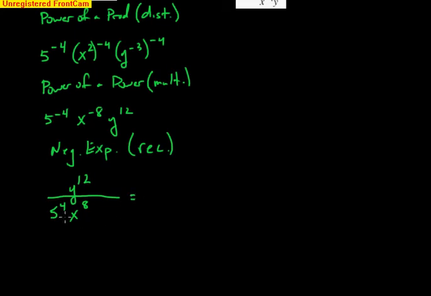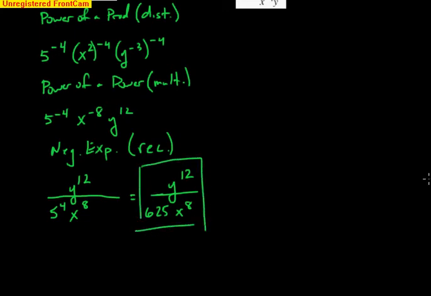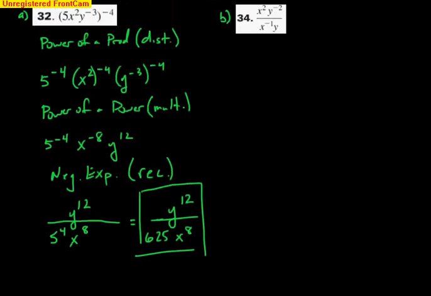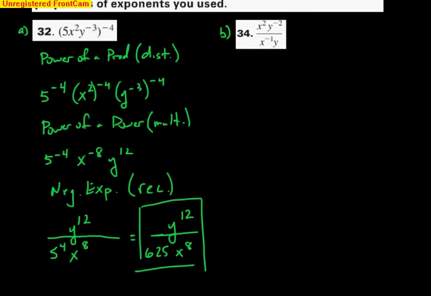And now the final thing you have to do is to do 5 to the 4th. So we have y to the 12th over 5 to the 4th, and your calculator says 625. 625 x to the 8th. And there's your fraction answer. Okay, so that's that one. Alright, scroll it up to B now. B. We have this fraction here.